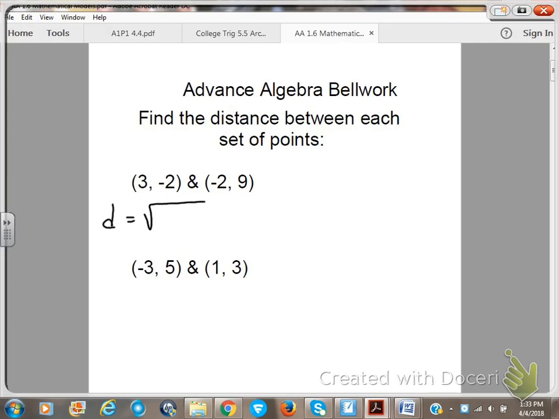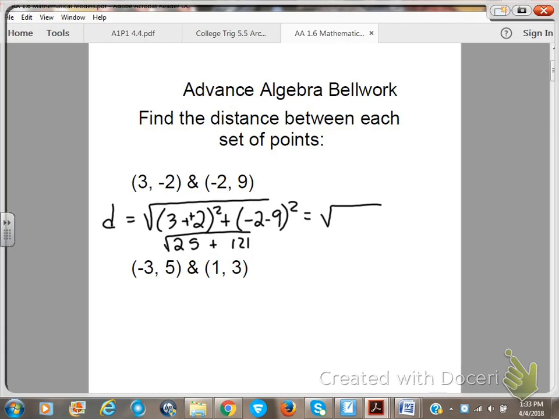So we got the square root of (3 minus negative 2) squared plus (negative 2 minus 9) squared. 5 squared is 25. That'd be negative 11 squared, so 121. 25 plus 121? Yes, 146. Alright, not a perfect square.